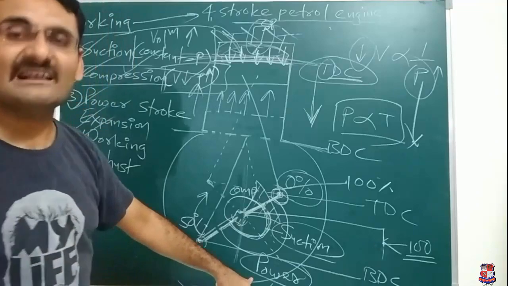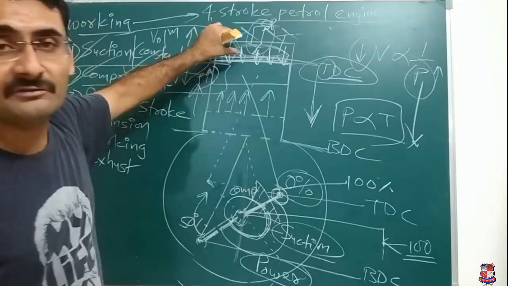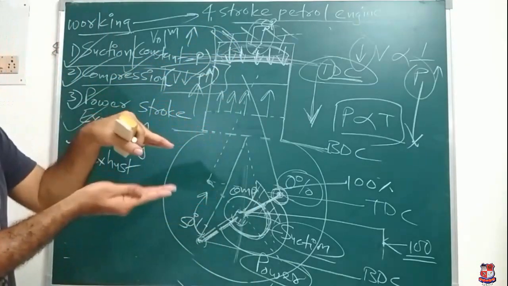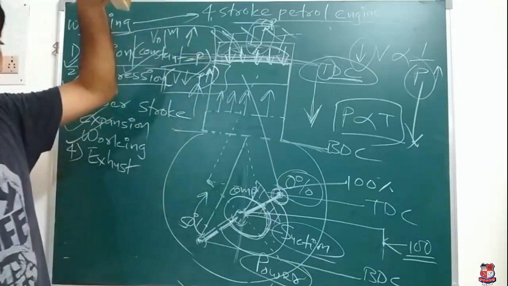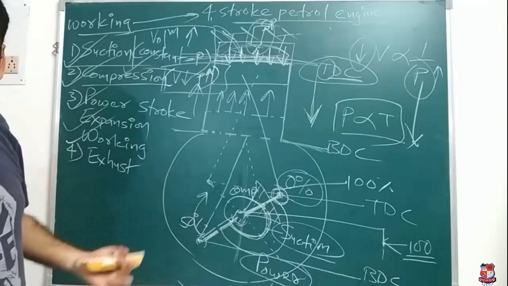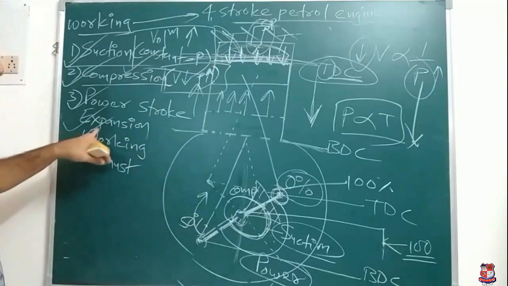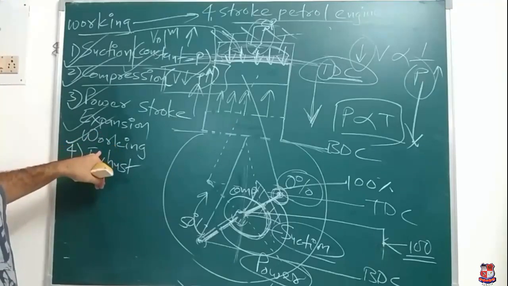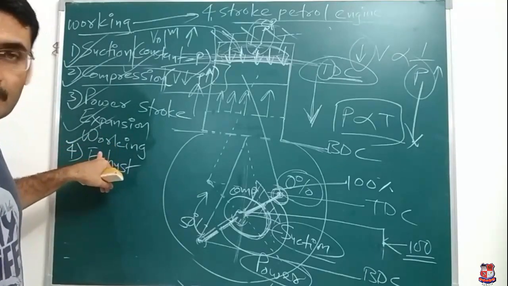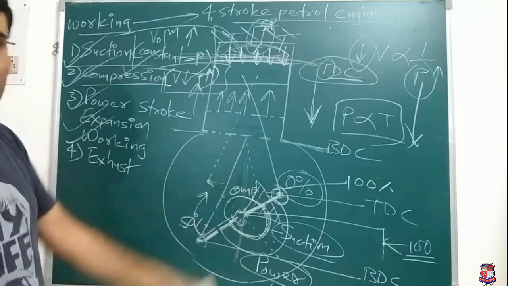It is also known as the expansion stroke. Why? Because at the start of the power stroke the volume of the cylinder is less, and after completion of the power stroke the volume of the cylinder has increased. If volume is increasing, pressure is decreasing, and if pressure is decreasing, it is an expansion process. That is why it is also known as the expansion stroke. And finally, it is also known as the working stroke. Why? Because with the help of the power stroke, our vehicle is working.